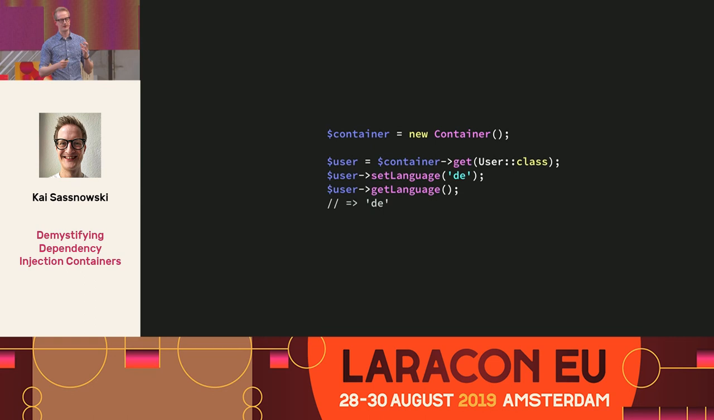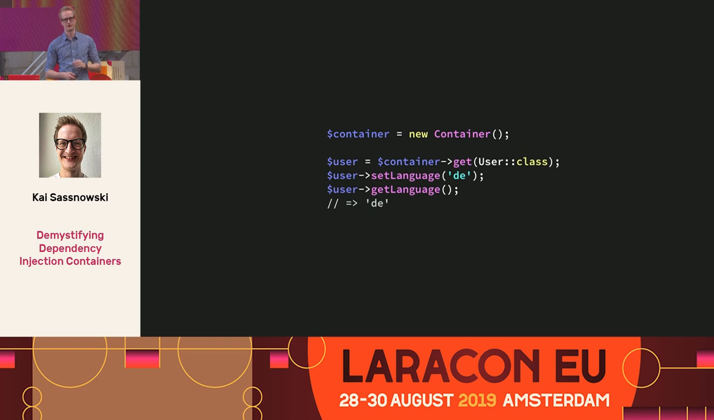Now, of course, there are a few cases where you still require an explicit binding. For example, if you're type hinting an interface. If you're type hinting an interface, that cannot be auto-wired without any sort of information. Well, what concrete class should I instantiate? I can't instantiate an interface. So in this case, you will still need a concrete binding in the container.